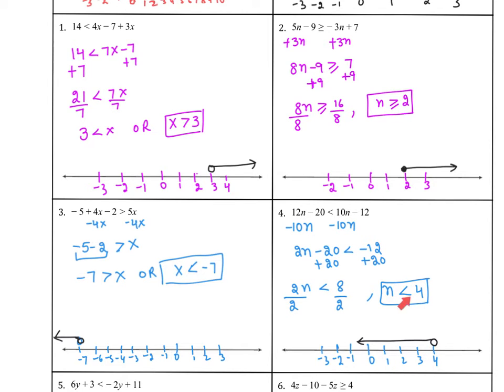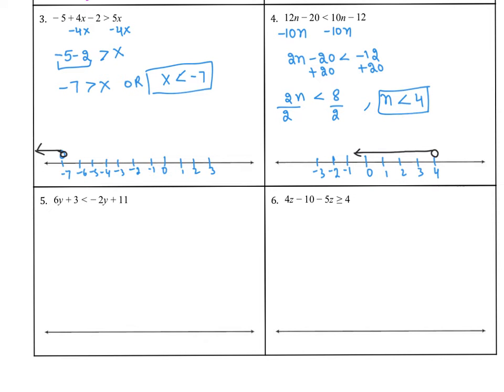Remember, if there is no line underneath, it's going to be an open circle. If there is a line underneath, in this case, it's going to be a closed circle. n is less than 4, so it means it's going to the less than direction. Next two problems are number 5 and 6.